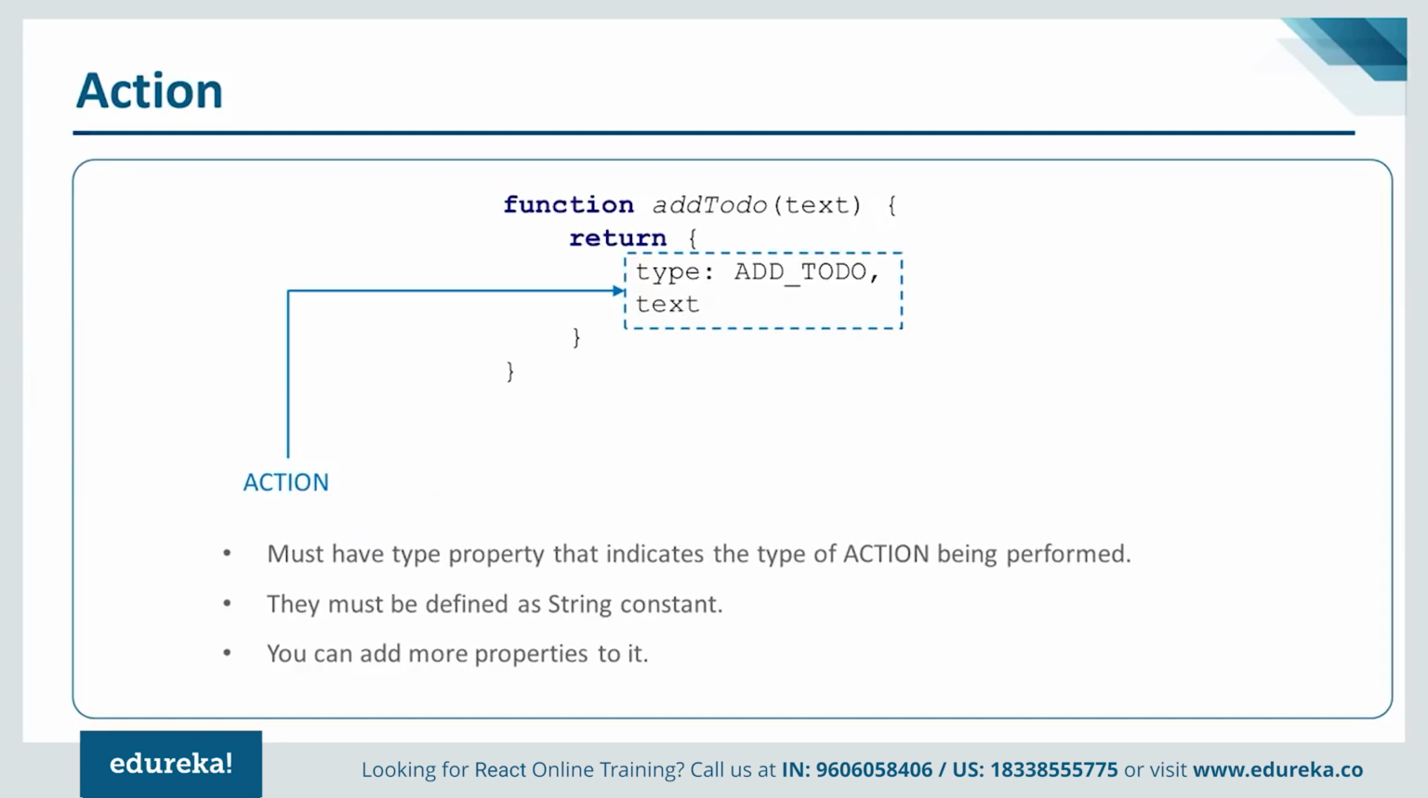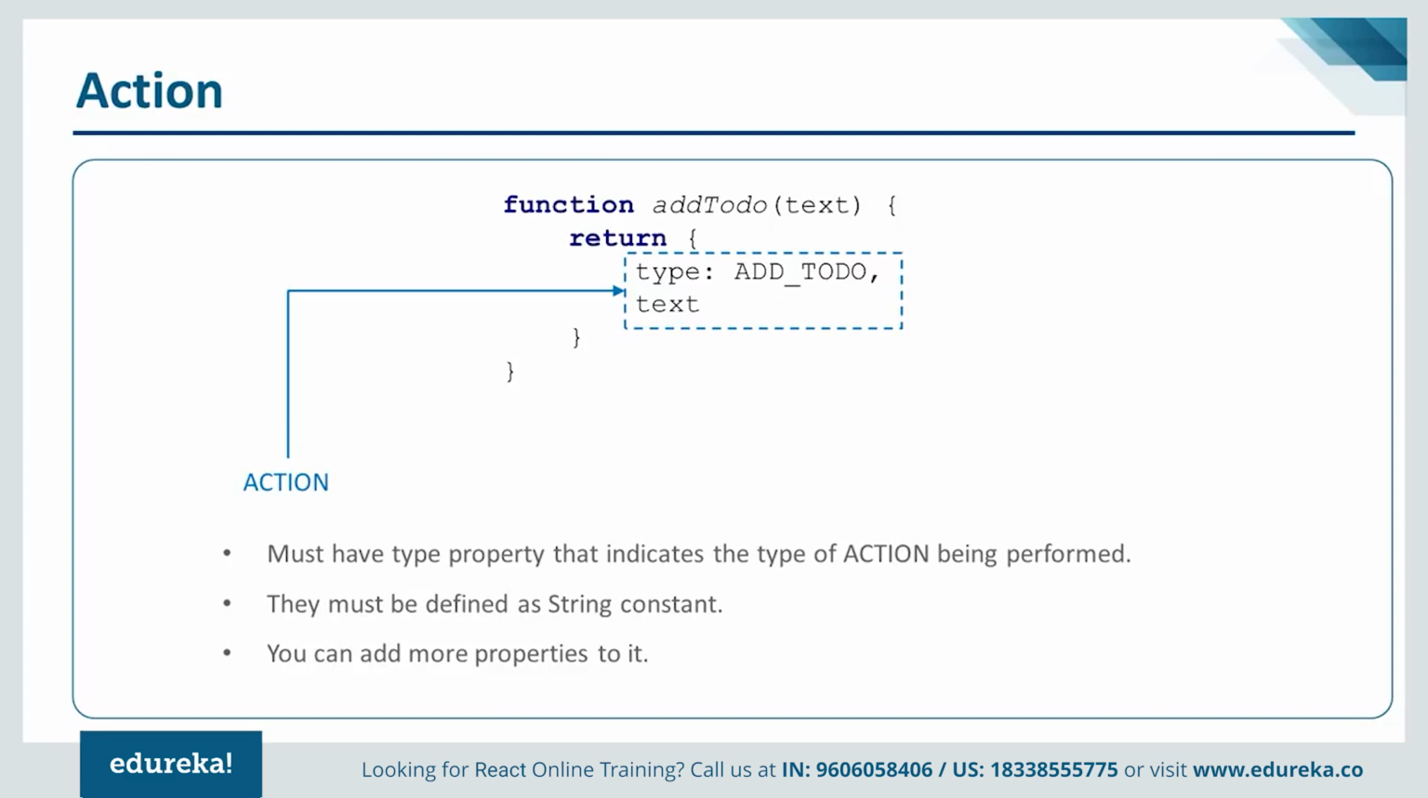Now as you can see here, this is the action. This is how we specify the action in Redux code: we have to specify the type and what it will return. So this is a function addTodo which takes input as text and returns something. First of all, an action must have a type property that indicates the type of action being performed. As you can see on the screen, the type of action to be performed is ADD_TODO. The second thing is that it must be defined as a string constant.